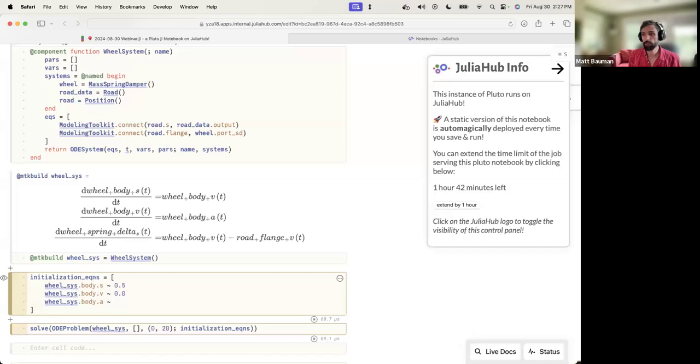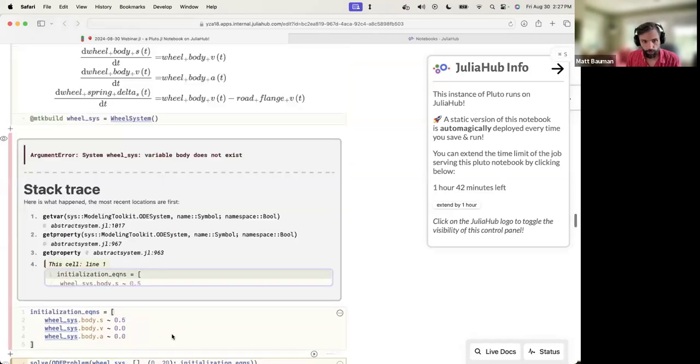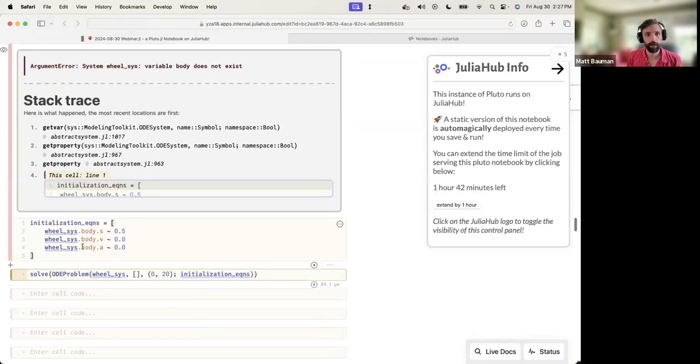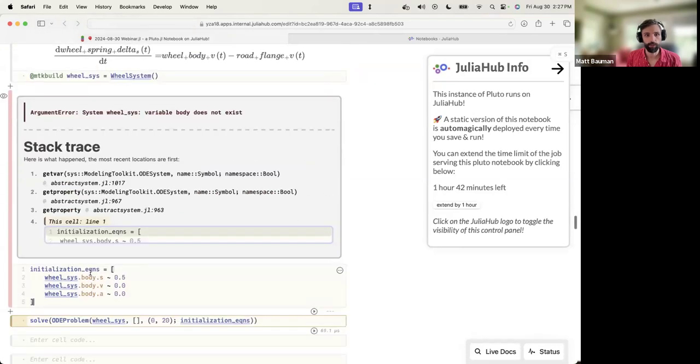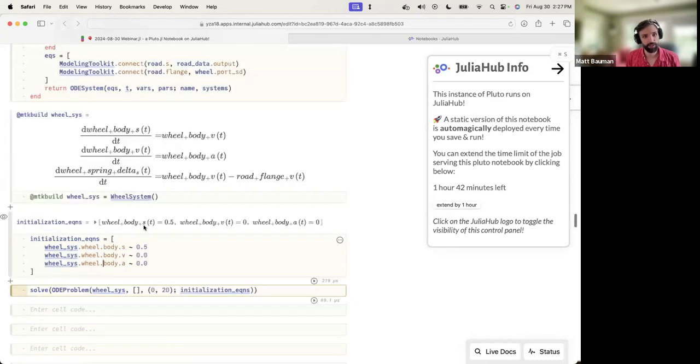And effectively what this is doing, to answer the question from before, is setting that initial value of the spring distance, right? Our body is going to be 0.5 position offset from everything else, and that's going to be that difference. That's going to be our initial value there. So that is where that goes. Let's see, what did I do wrong here? Oh, it's wheel_sys.wheel.body, because it's the location of that mass spring damper that's inside of the wheel system.